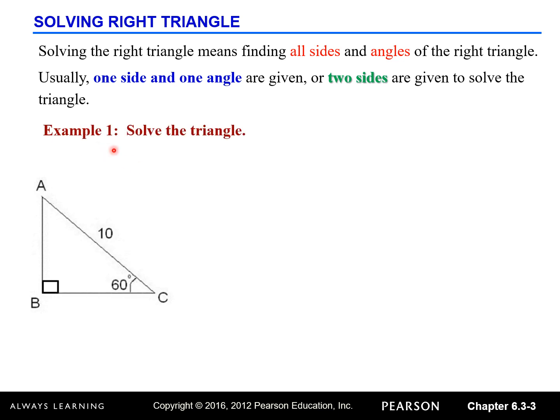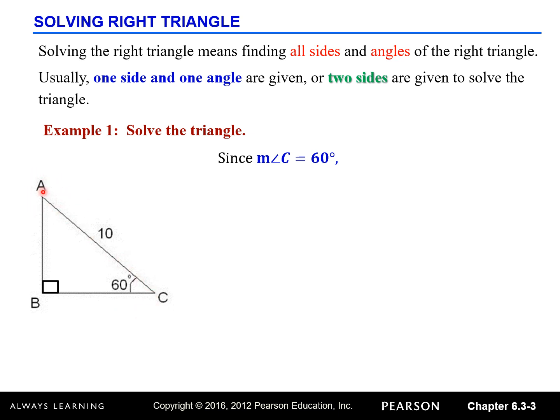For this example 1, the instruction is solve the triangle, meaning we are asked to find all the sides and all the angles of this right triangle. Since this is a right triangle with this icon, the measure of angle B is automatically 90 degrees. And we have a given measure of angle C, which is equal to 60 degrees, and we can find the measure of angle A based on this.